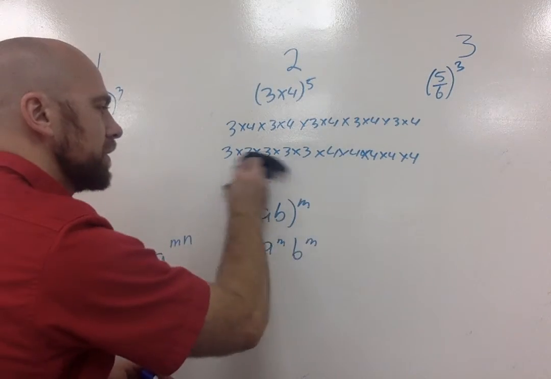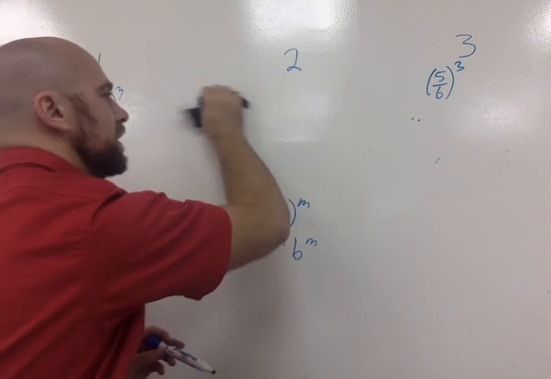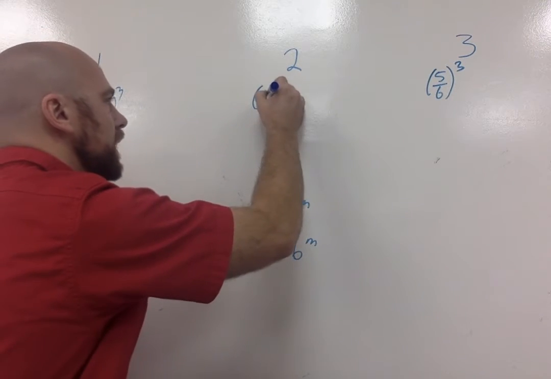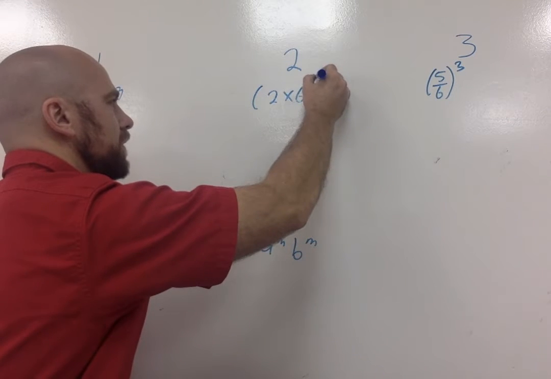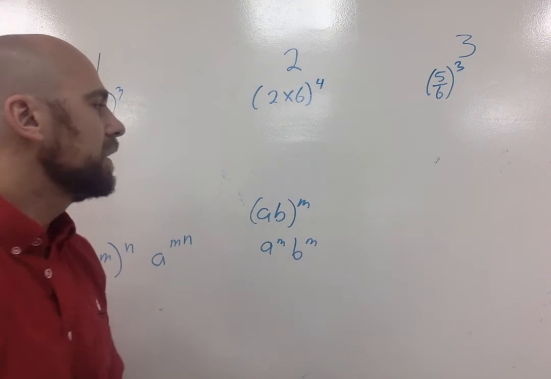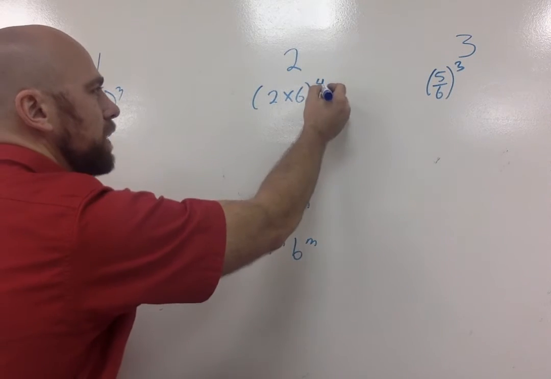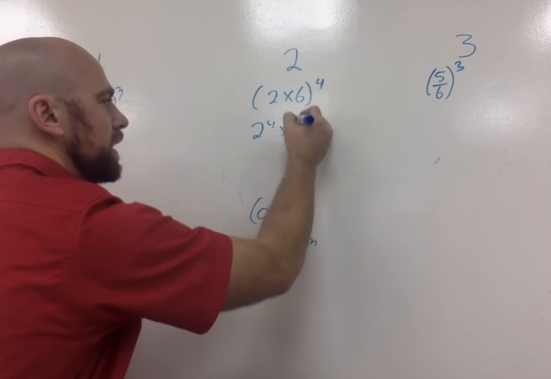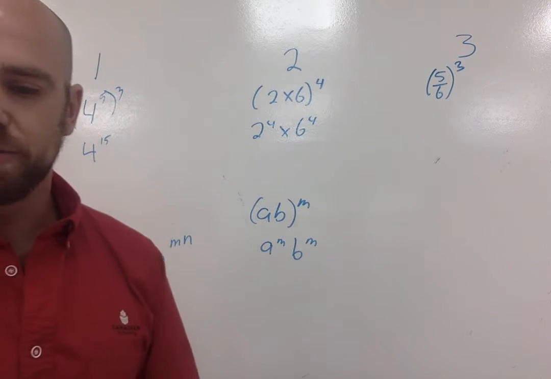If I give you another question, let's see if you can simplify it. Let's go 2 times 6, all to the power of 4. What would it look like when you're all done? Well, my 4 is going to go to my 2, so 2 to the power of 4 times, and then this is going to go here, 6 to the power of 4. So that's what it's going to look like when we simplify it.